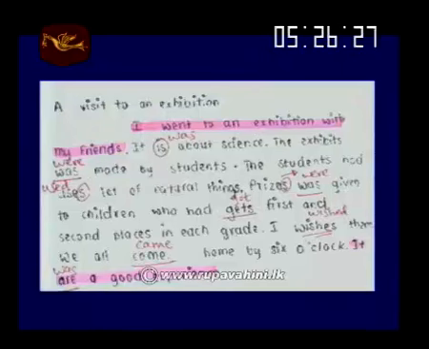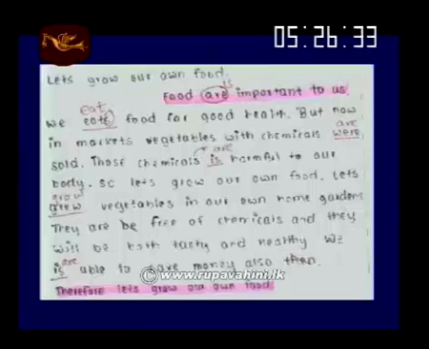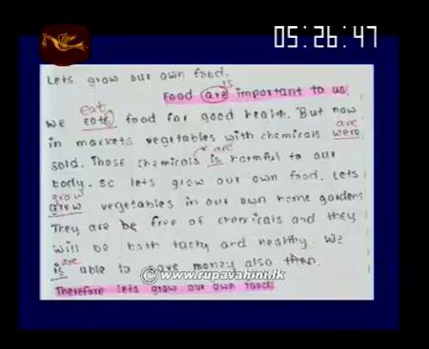There is another paragraph, children. Let's grow our own food. Now you can see the slide. Food are important to us. So this is the topic sentence this child has written. Food are important to us. We eat food for good health, but now in markets vegetables with chemicals were sold. Those chemicals is harmful to our body. So let's grow our own food.